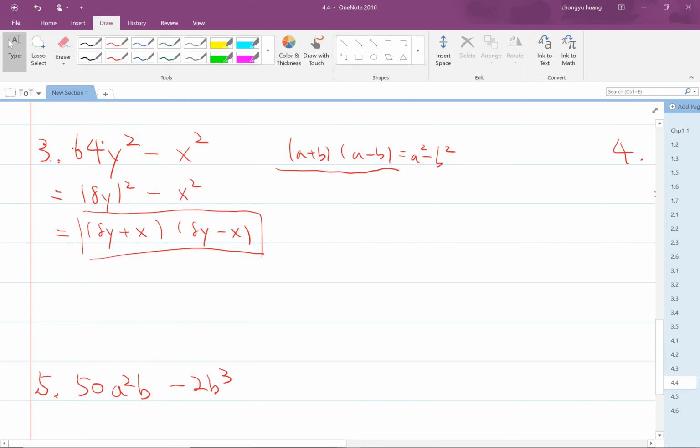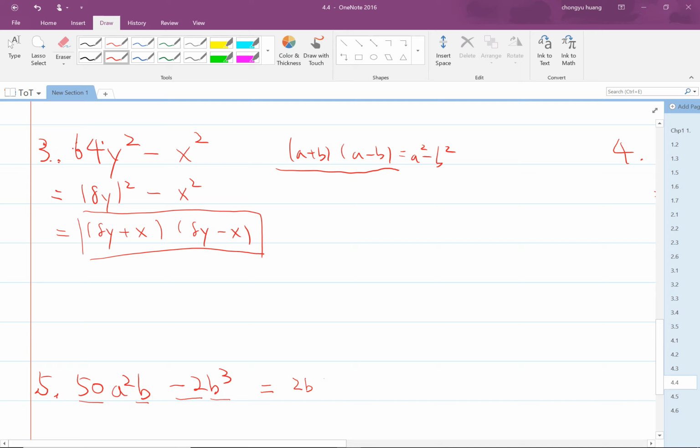So you look at over here, we have a b and then b to the power 3, and over here we have a negative 2 and a 50, right? So you should be able to know that the greatest common factor, the GCF, between those two terms should be 2b, right? It should be 2b. Okay.